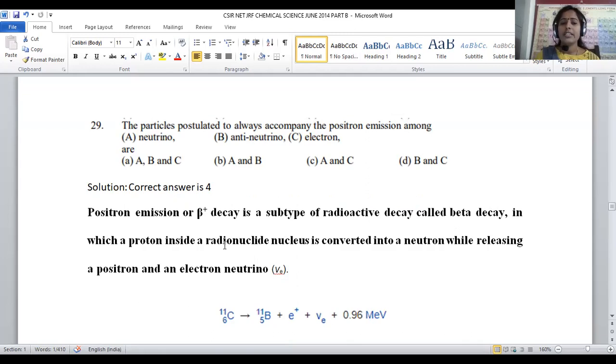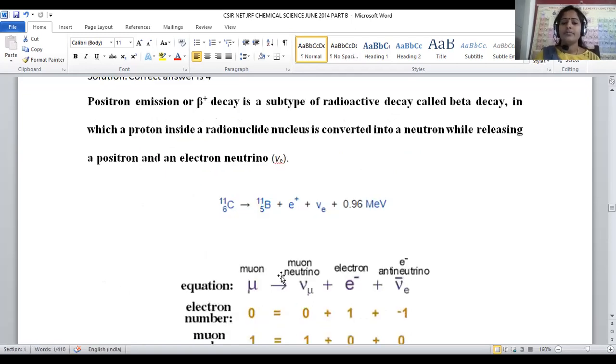In this process, a proton inside the radionuclide nucleus is converted into a neutron while releasing a positron and an electron neutrino. So during positron emission, what happens? A radioactive nuclide was taken. In the central part, a proton will be there. That proton is converted into a neutron. So initially a proton is there, and during positron emission, that proton turns into a neutron. Along with the neutron, a positron is emitted and an electron neutrino is also emitted.